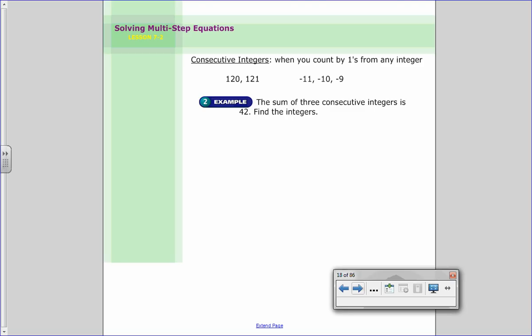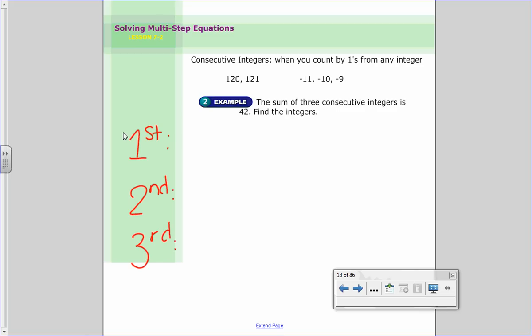Those are consecutive. So here, for example, 2, they say the sum of 3 consecutive integers is 42. Find the integers. That's all they're telling us. There are 3 numbers right in a row that equal 42. We need to figure out what they are. But they don't give us a lot of information. We just know there are 3 terms: a first, a second, and a third.